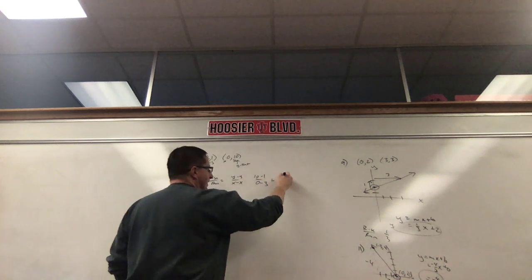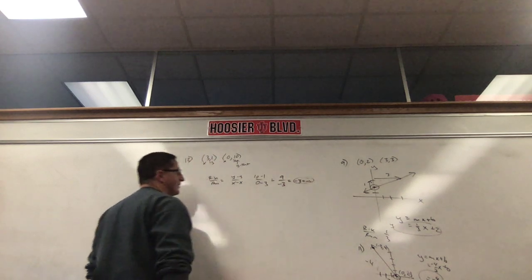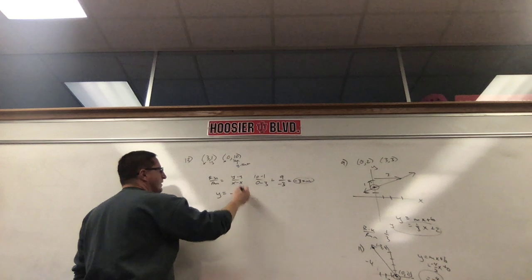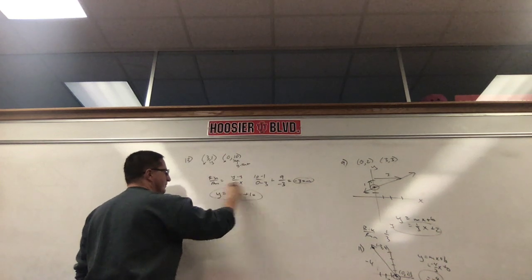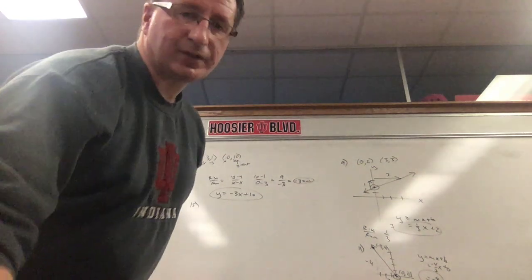If we do that, we have 9 over -3, which is -3. That's our slope. So we have our slope and we have our y-intercept. Our equation is y equals -3x plus 10. So it's the same problem. It just doesn't have a picture. And you don't need a picture.